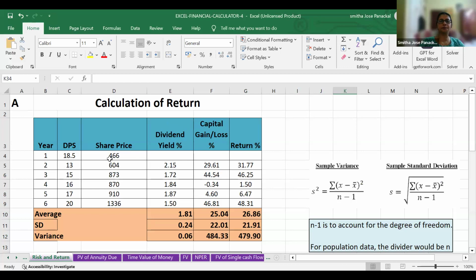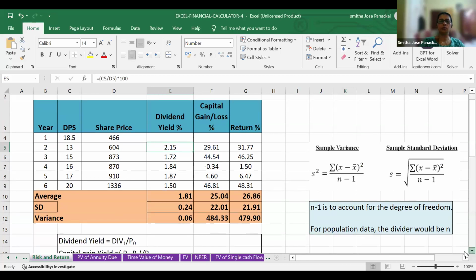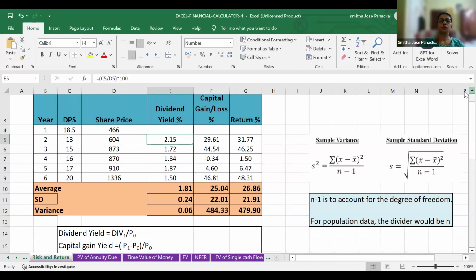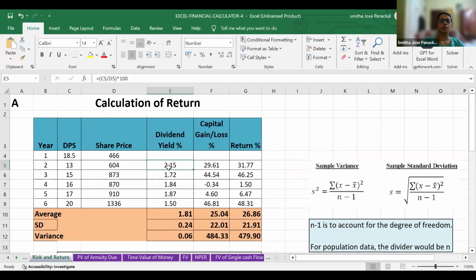end return. Here you can see share price is changing from year 1 to 6. And dividend yield, how will you calculate dividend yield? I'll show the formula, then you can do it in Excel. Dividend yield is calculated by dividend divided by P0. Here I'll show you the calculation. It starts from the second year. Dividend yield you can calculate from the second year.